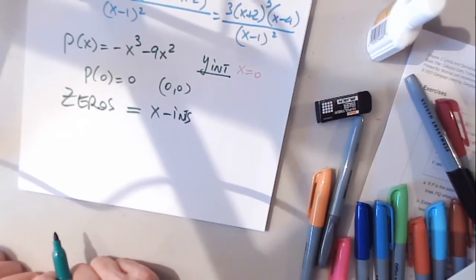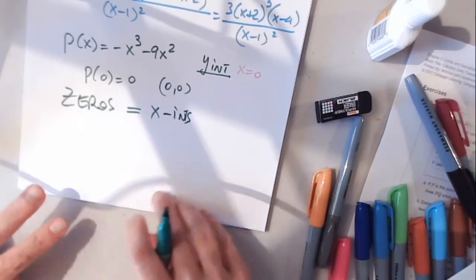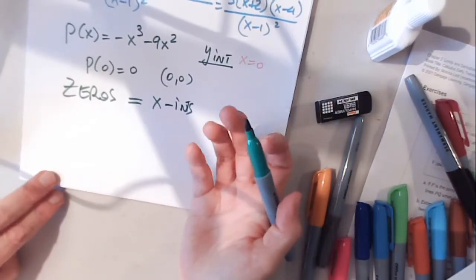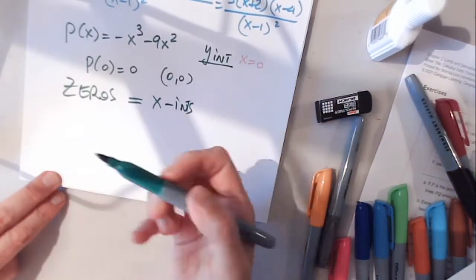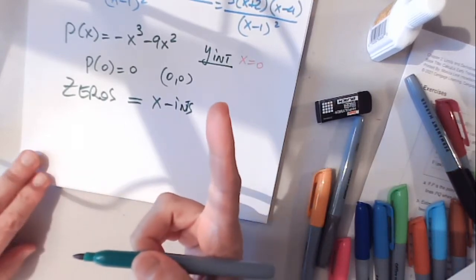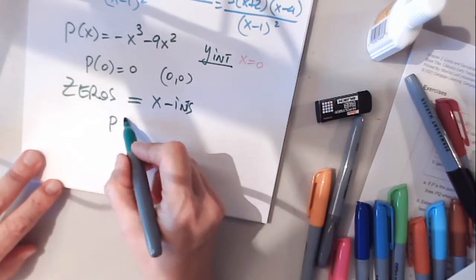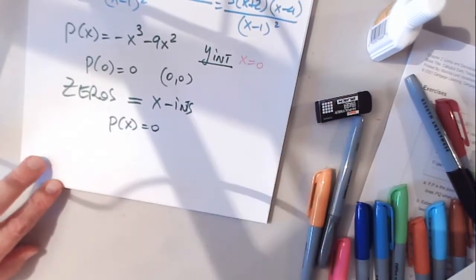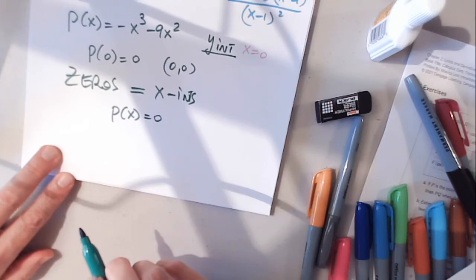Or where the function crosses the x-axis. And of course, how do I determine that? What do I have to set up first in order to determine them? You would factor or simplify your equation, pull it apart. Basically. So I have to write the equation p of x equals 0. That's my first step, right?